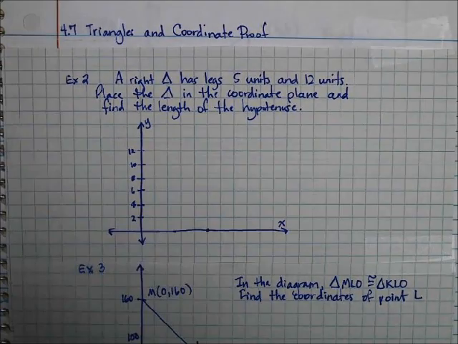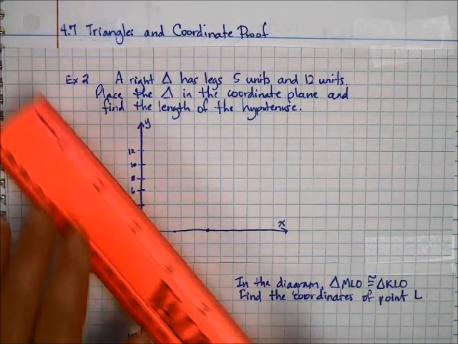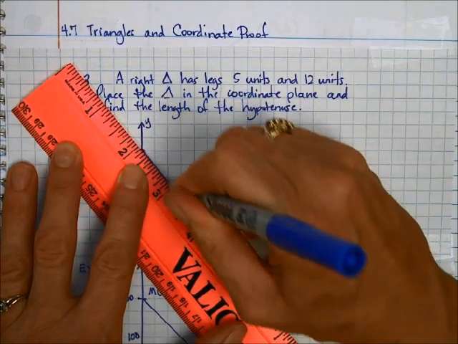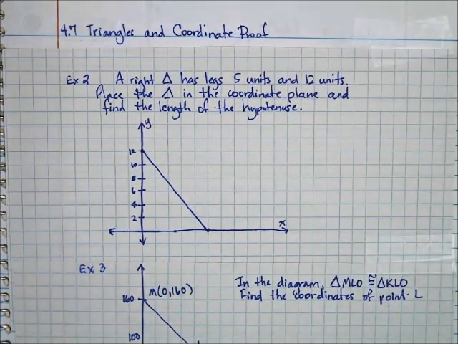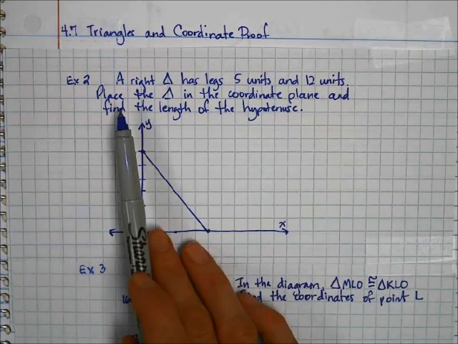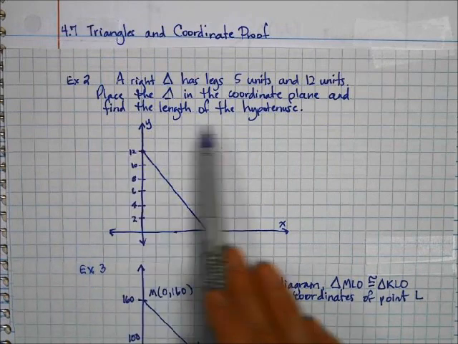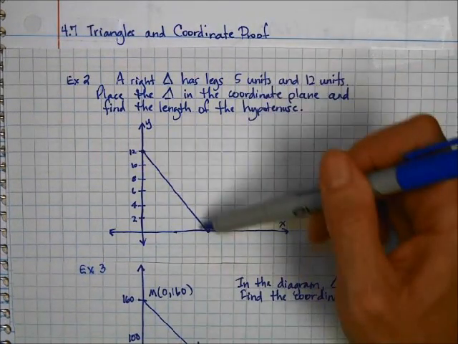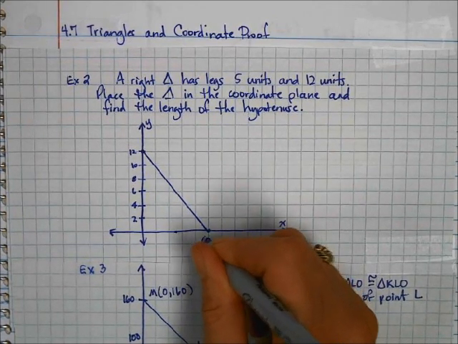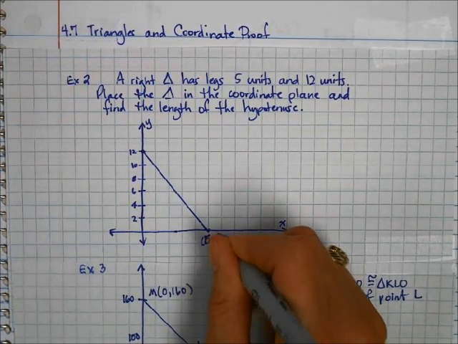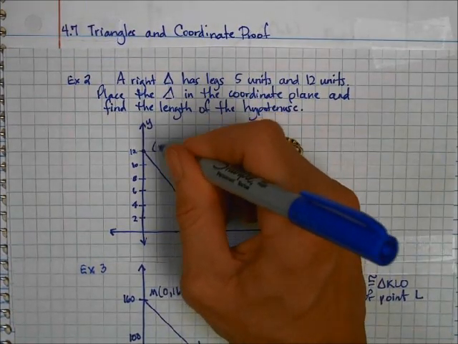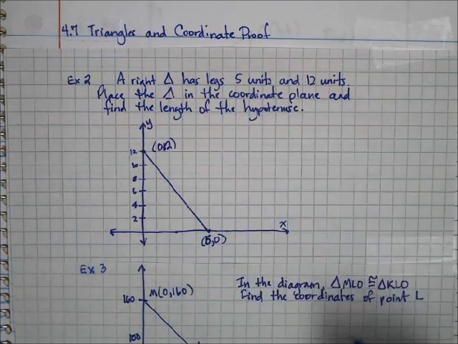Alright, so I'm going to grab a straight edge and draw this. Here's my 12 units. I'm going to draw this right triangle in here. And that's pretty much it. A right triangle has legs 5 units and 12 units. Place the triangle in the coordinate plane and find the length of the hypotenuse. So we want to find out how long this is. This point right here would be at 5, 0, over 5 up 0. This point right here is going to be at 0, 12.